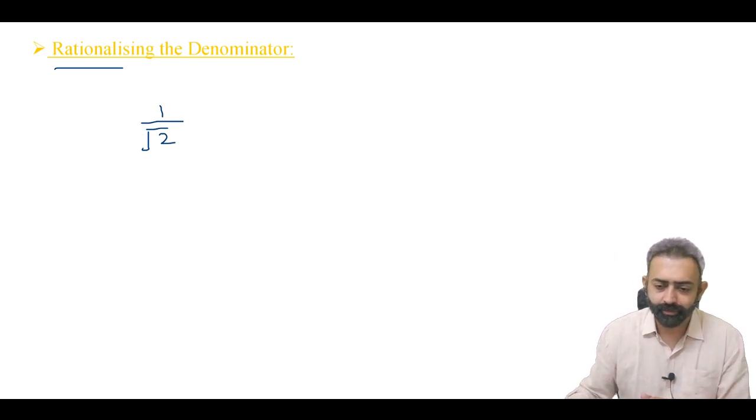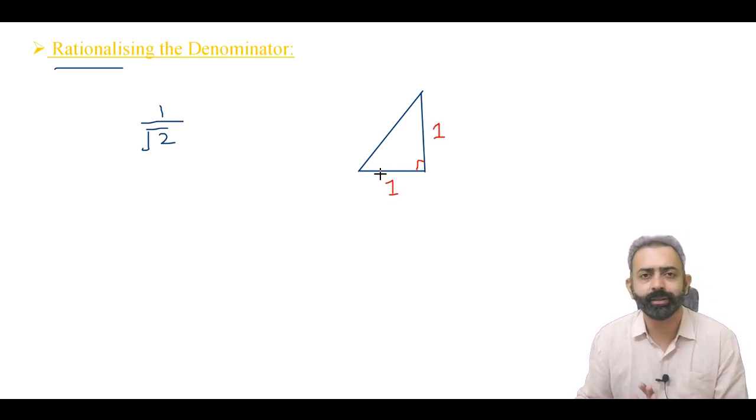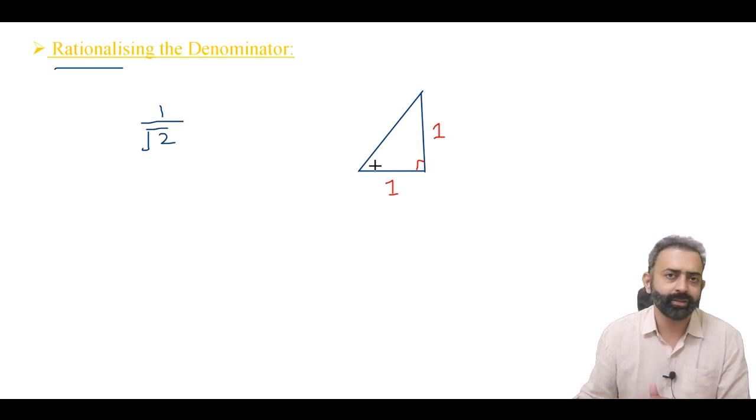Suppose we have a unit length right angle triangle like this. This is 90 degrees, and this length is 1 unit, this length is also 1 unit. Both the perpendicular sides are of 1 unit. If I ask you what is the length of the hypotenuse, you will apply the Pythagoras theorem. This will give me 1 square plus 1 square and then square root. So this is root 2. So the length of the hypotenuse is just root 2.